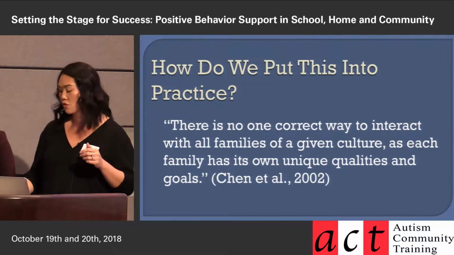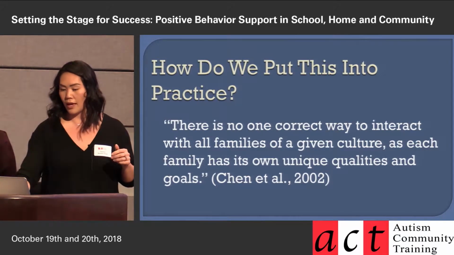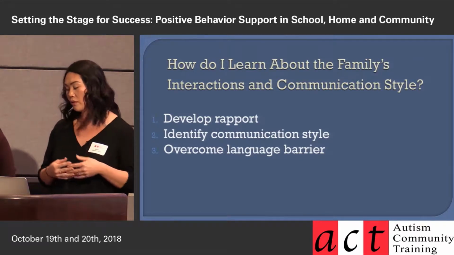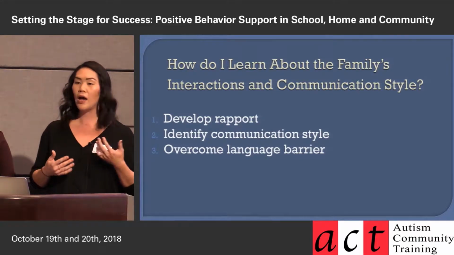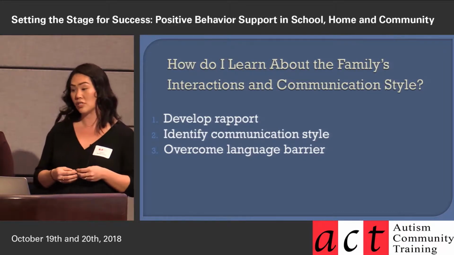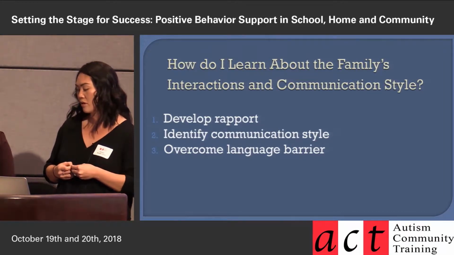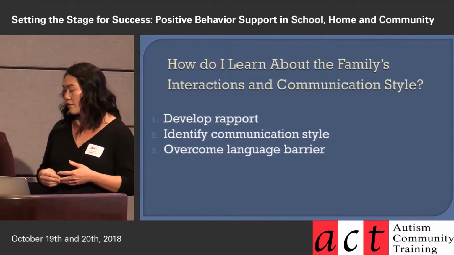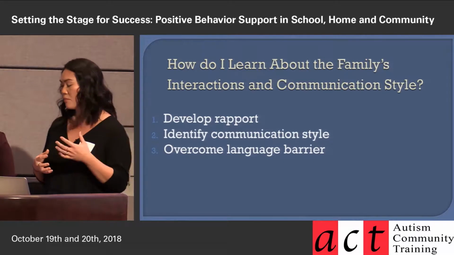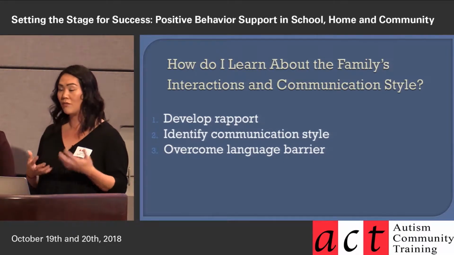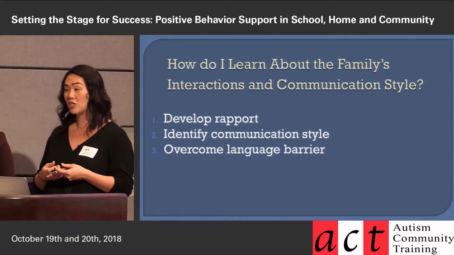As you saw earlier, there's 3 parts to the tool. And the first one is planning. So within planning, one of the questions we want to ask ourselves is, how do I learn about the family's interaction and their communication style? So we think one of the most important things to do is to develop rapport. The more rapport that you have with the family, the more comfortable they're going to be to share information with you, really important information that's going to impact your implementation.